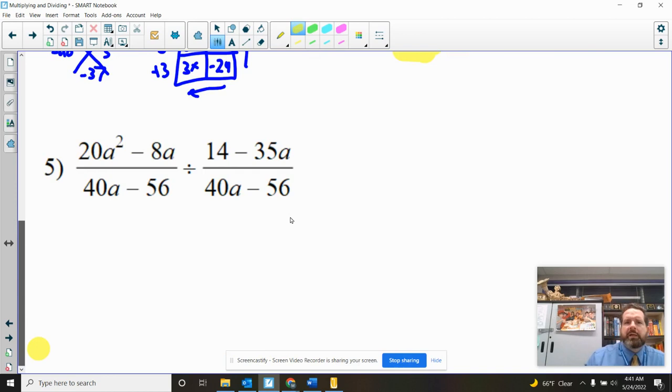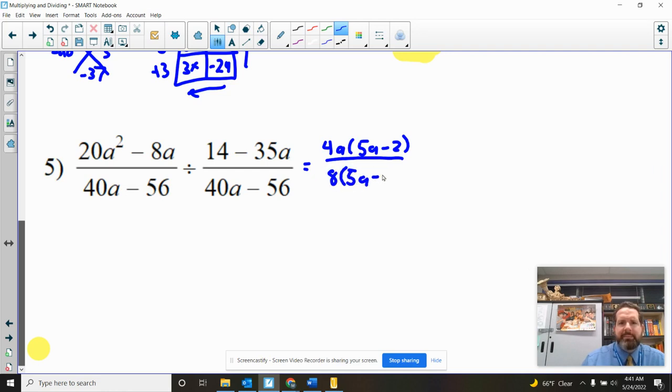Next up. Ooh, looks like all GCF factoring here. Okay, let's give it a go. So 20 would be what, a 4a that these have in common, leaving us with a 5a minus 2. Here then, on the bottom, they have an 8 in common, leaving us with a 5a minus 7. Flip this upside down now. It's going to be another 8 times 5a minus 7. We're going to make that a little better.